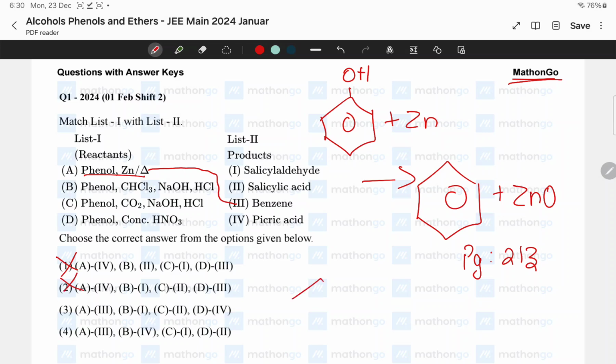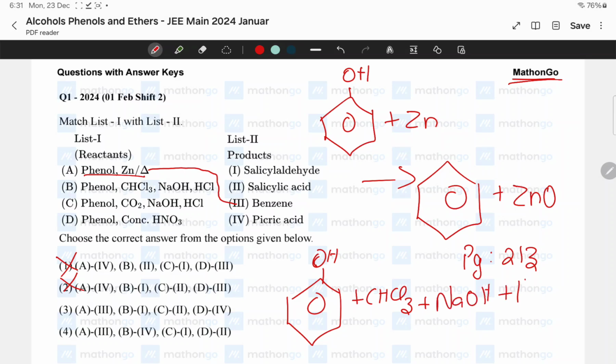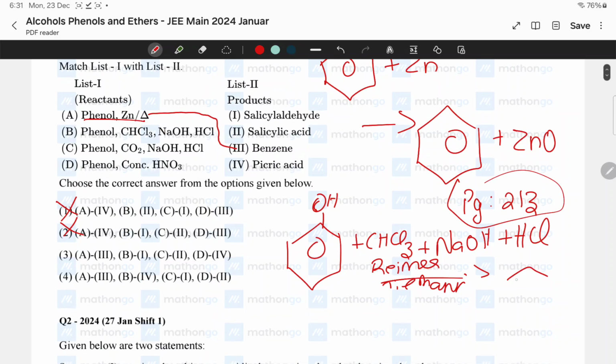Next one, phenol with CHCl3, NaOH and HCl. This is a very famous reaction named the Reimer-Tiemann reaction. It's also given on the same page number 213. The product we get is salicylaldehyde. So B is 1. Anyway, 4 is wrong, 3 is the correct answer. But we'll also deal with C and D.